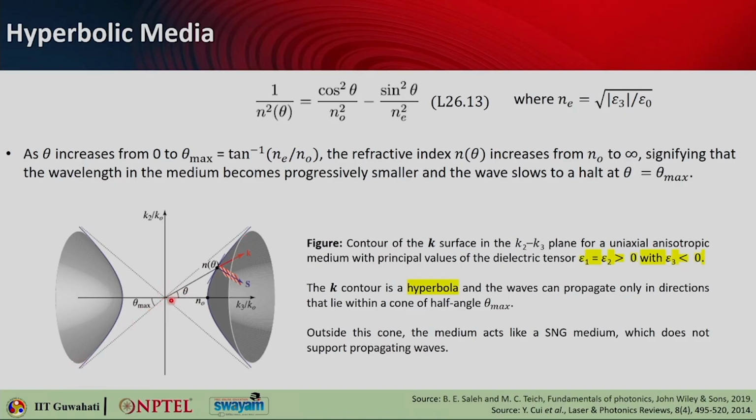So if you actually go beyond theta max, the medium will act like a single negative medium, and it will not support propagating waves. So you have to be within this half angle theta max. So you must be within this cone.